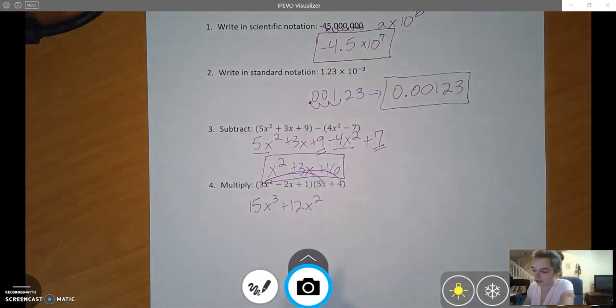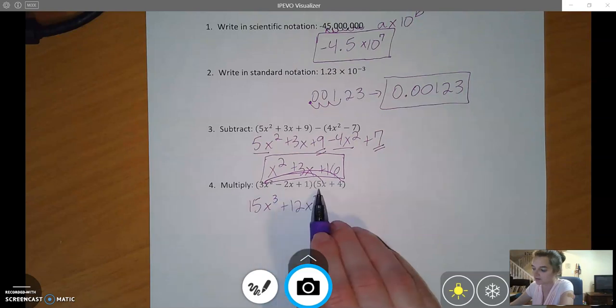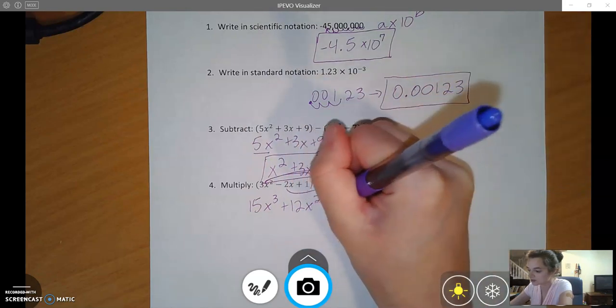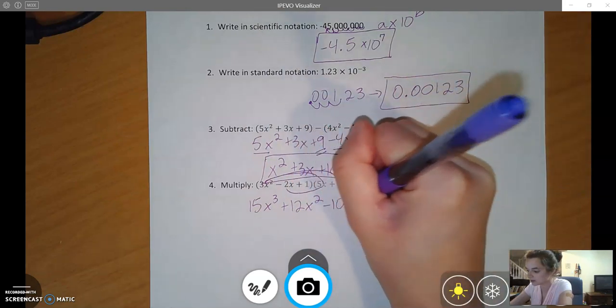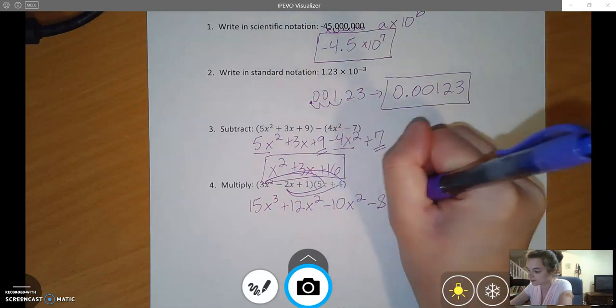Then I move on to my next term. My next term is a minus 2x. I'm going to do the same thing. I'm going to multiply it by 5x and by 4. So negative 2x times 5x would be negative 10x squared. Negative 2x times 4 would be negative 8x.